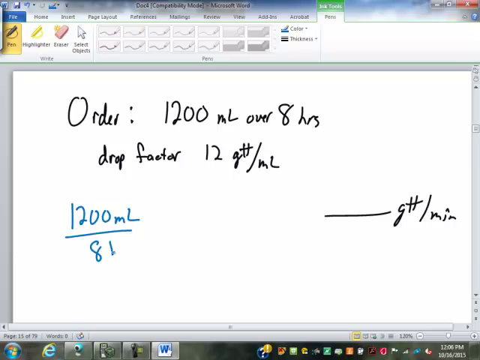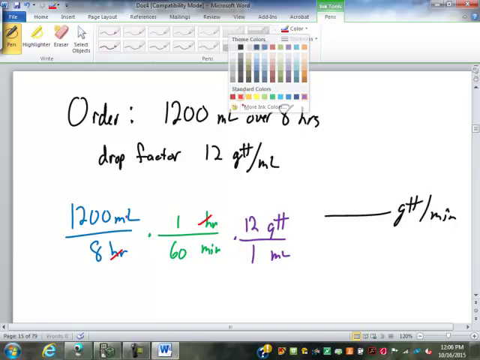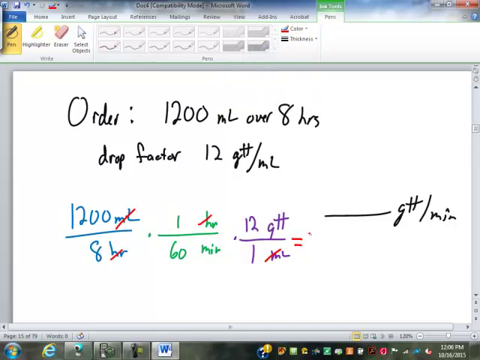1,200 milliliters over 8 hours. We'll get rid of the hours first, going to minutes. So 1 hour, 60 minutes. Get rid of the milliliters. They're on top, so we're going to put them on bottom. Go into drops. 12 drops per 1 milliliter. So our milliliters are gone. So multiplying 1,200 times 1 times 12 drops is 14,400 drops. 8 times 60 minutes is 480 minutes.